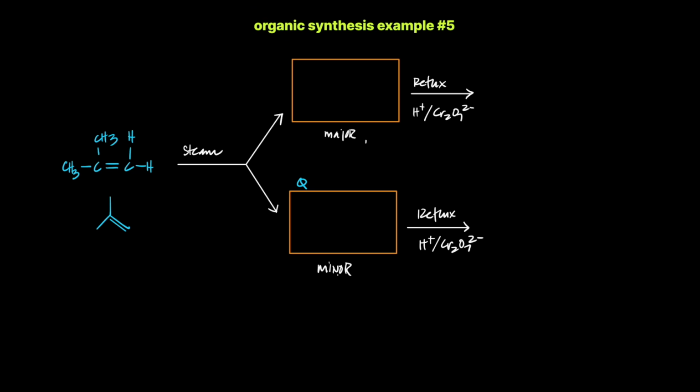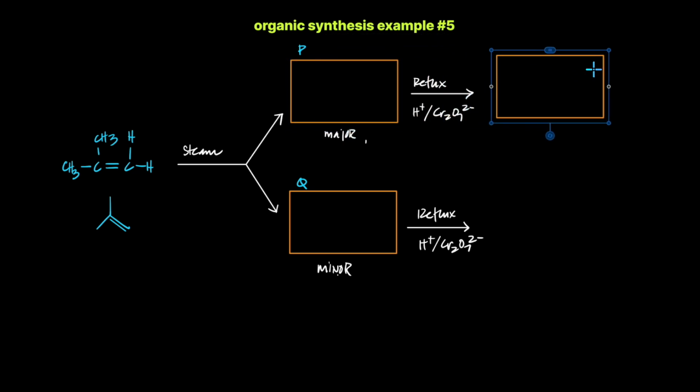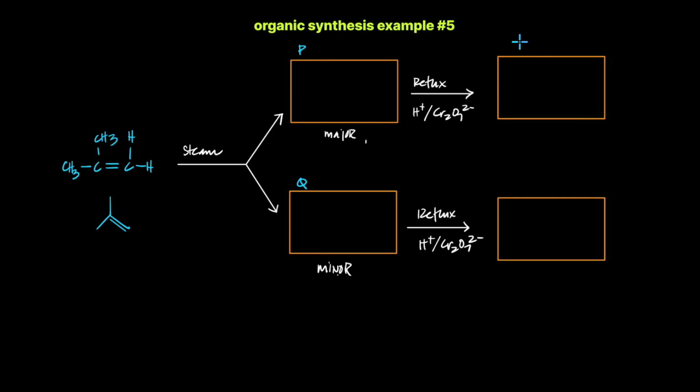P will make S, and Q will make T. So the idea is taking an alkene, adding steam, and what else would I need to add steam? I would need dilute H3PO4 catalyst, and I would need heat and high pressure. I would make two products.